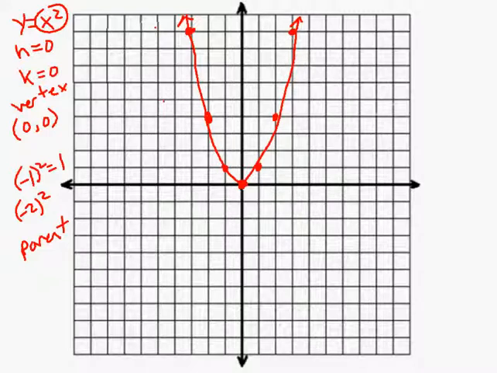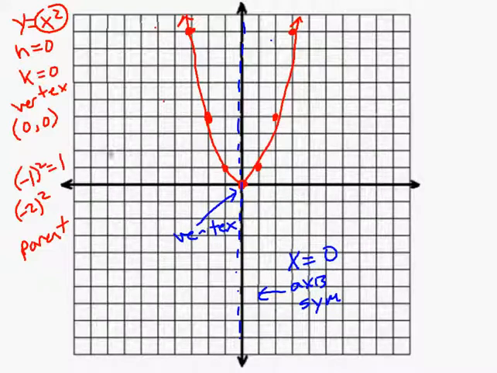Now, let's label a few parts. This right here was our, what was the name I gave it? Vertex. That's our vertex. And then this right here down the middle is the axis of symmetry. And that would be, in this case, x equals 0, because h was 0.